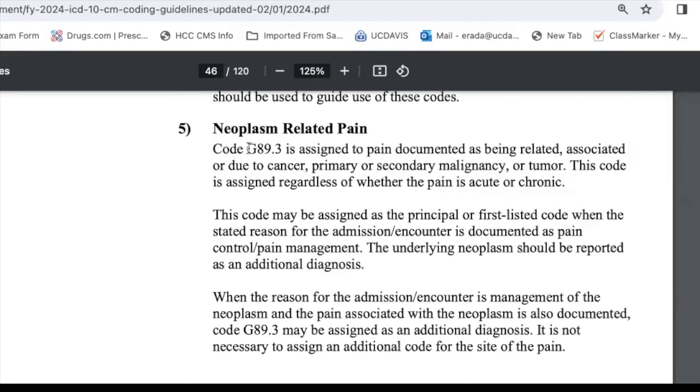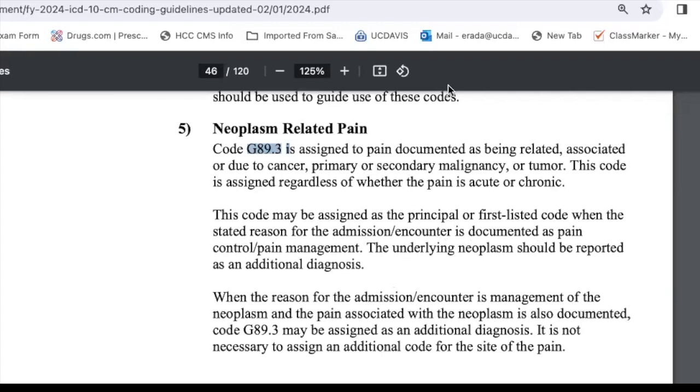Now the neoplasm-related pain, which I have talked to you about before, guys, is really a huge deal. Please make sure to remember this code, G89.3. In fact, if I were you guys, I'm going to highlight this. What is G89.3 for? It is assigned to pain documented as being related to, associated with, or due to cancer, primary or secondary malignancy, or tumor. This code is assigned regardless of whether the pain is acute or chronic. This code may be assigned as the principal or first-listed code when the stated reason for the admission or encounter is documented as pain control or pain management. The underlying neoplasm should be reported as an additional diagnosis.